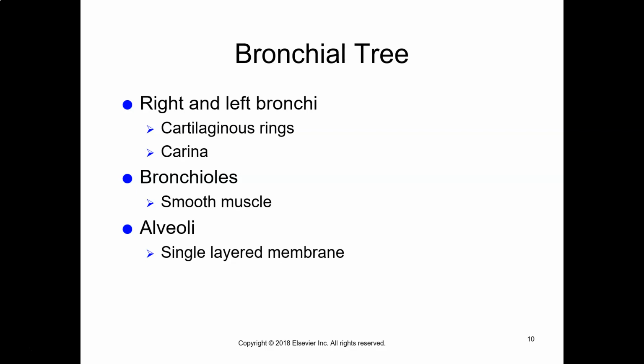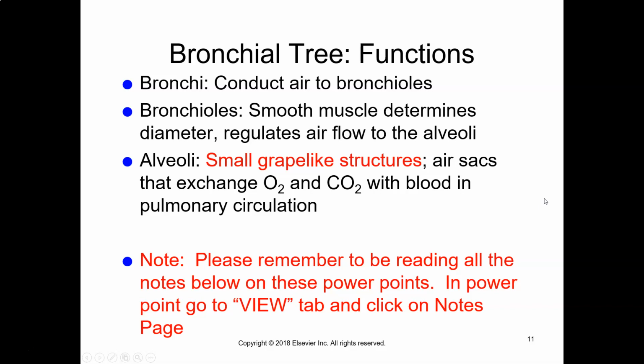The bronchial tree is the right and left bronchi and has these rings we've talked about, and carina. The bronchioles are smooth muscle, and the alveoli are single layered membrane. The functions: the bronchi conduct air to the bronchioles, and you need to know this page. The bronchioles are smooth muscle that determines the diameter, and they regulate airflow to the alveoli.